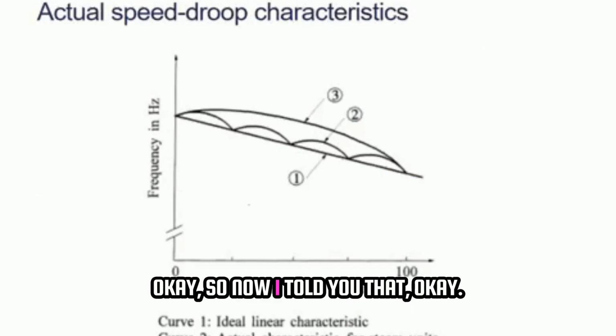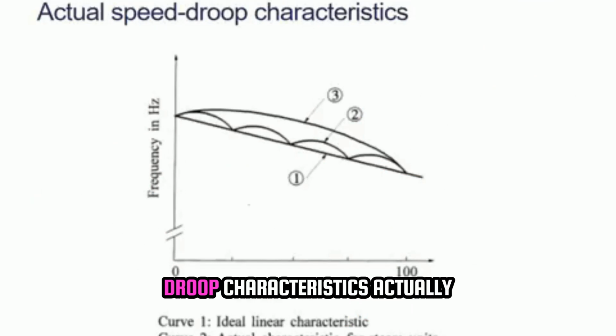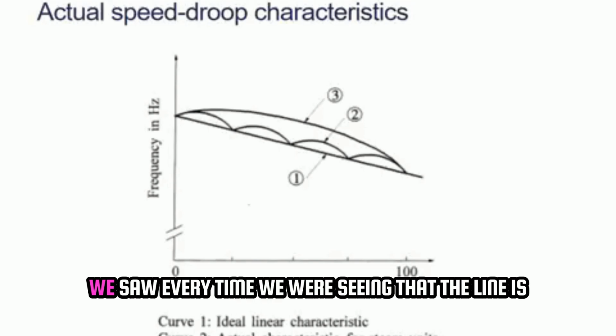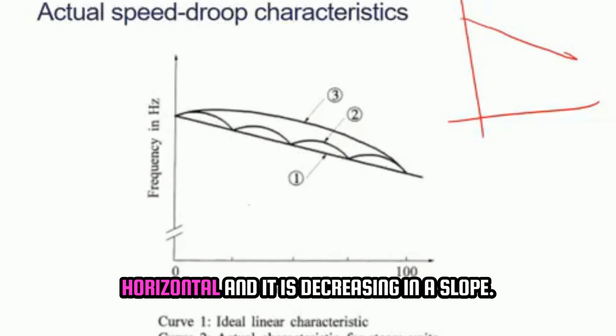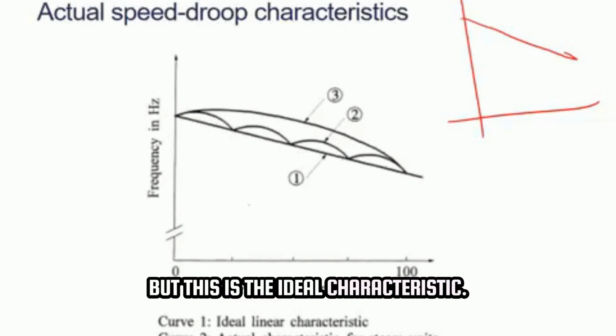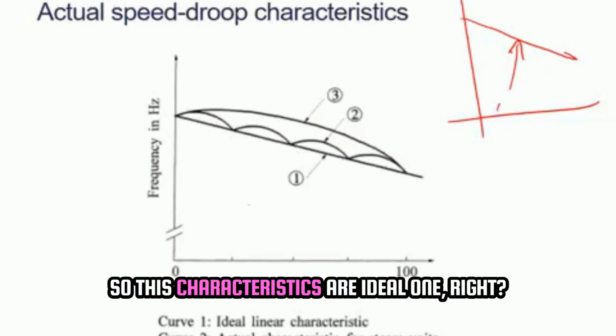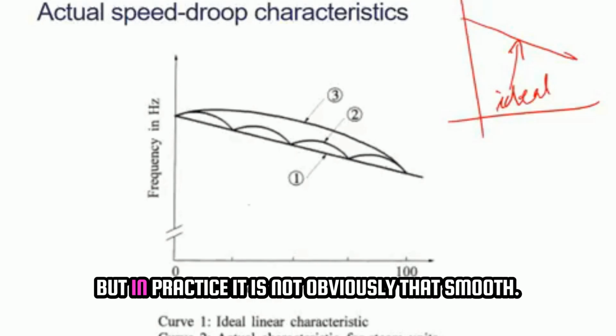Now, I told you that droop characteristics actually work in a very smooth manner. Every time we were seeing that the line is horizontal and it is decreasing in a slope, but this is the ideal characteristic. So this characteristic is the ideal one, right? But in practice it is obviously not that smooth.